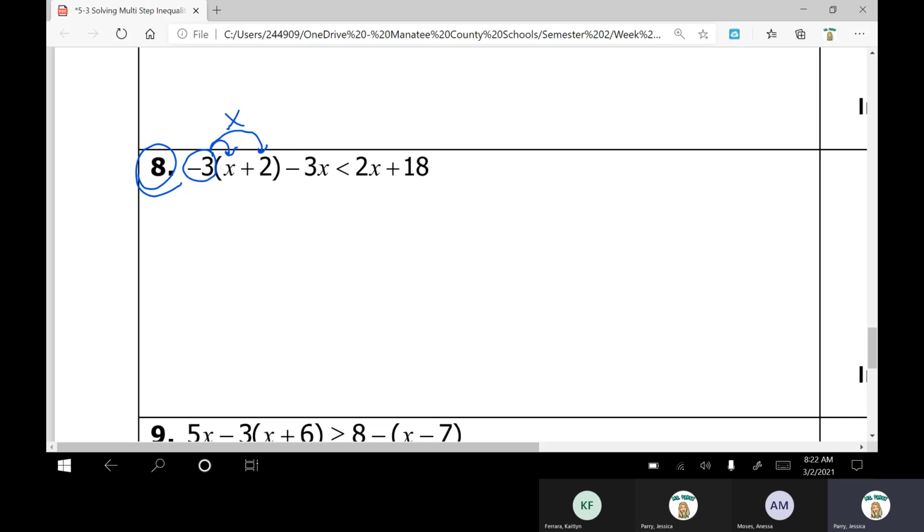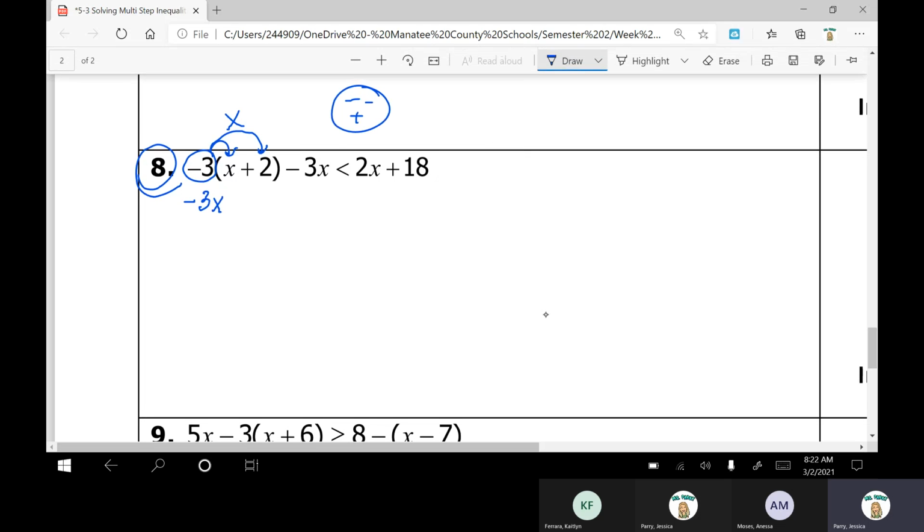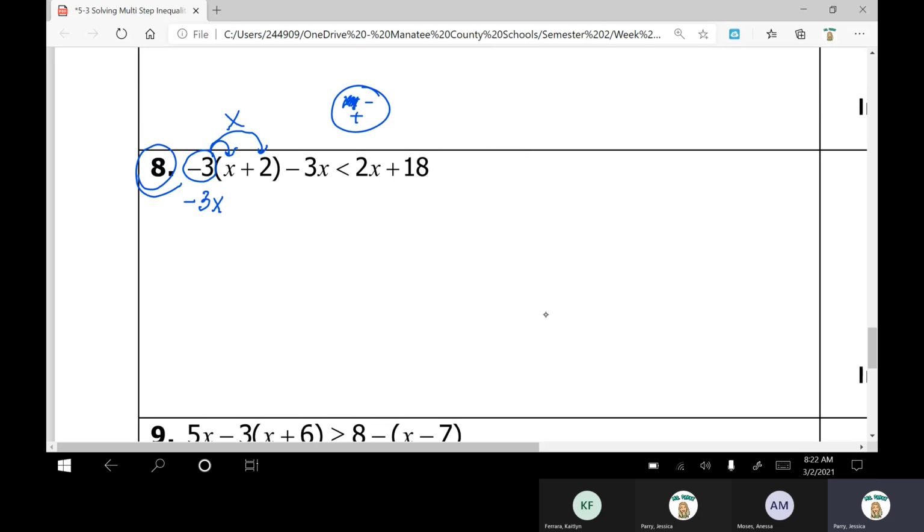We remember we're multiplying. -3 times x is -3x. And then we've got a -3 times +2. Negative times a positive is negative. 3 times 2 is 6. Okay, my parentheses stopped, so I'm all done with my distributing. Copy down the rest. I'm going to bring down the -3x, my sign, 2x plus 18. We haven't even touched anything else over there, so just copy it down.